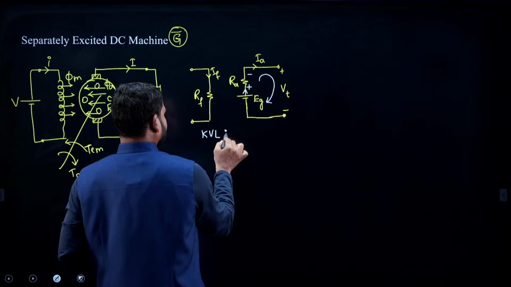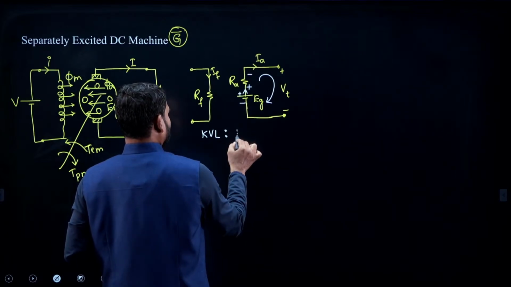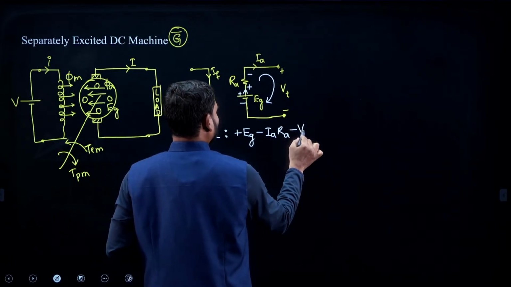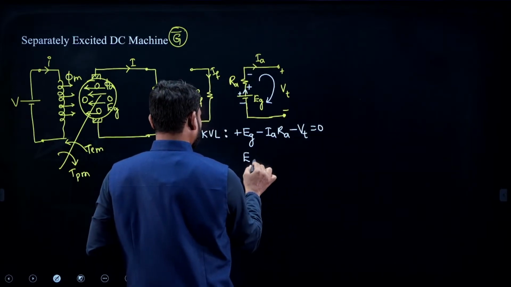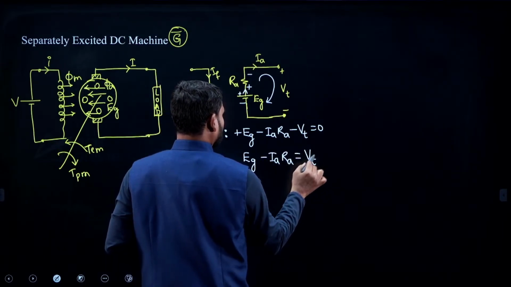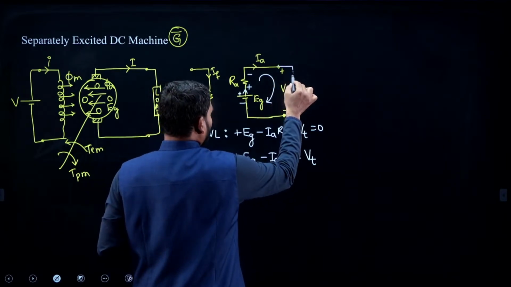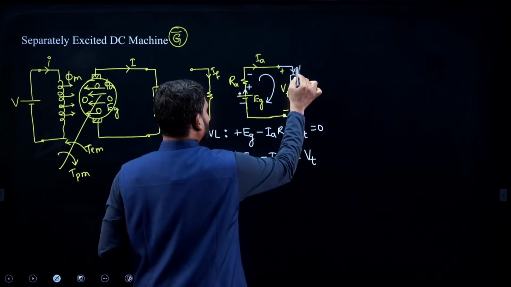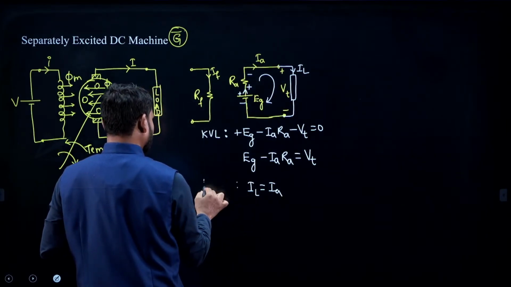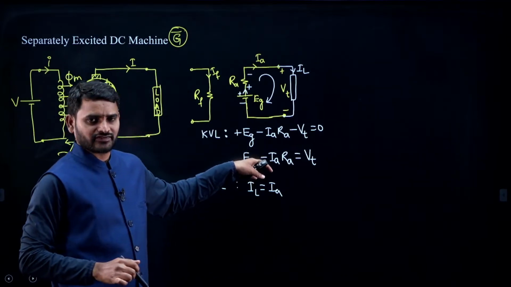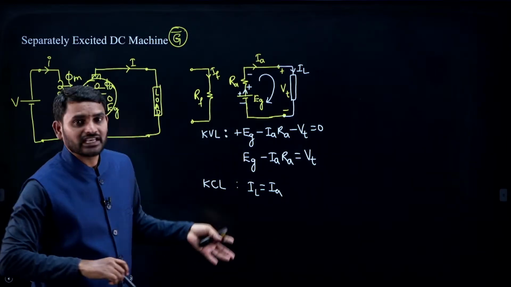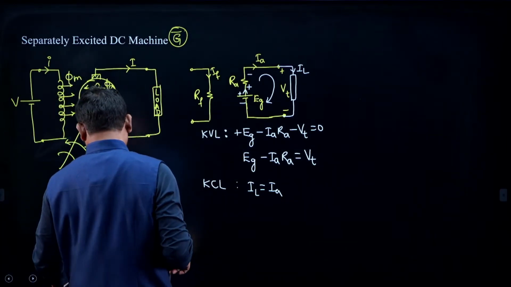If you write a KVL, this is minus plus, so plus EG minus IA RA minus Vt is equal to 0. So EG minus IA RA is equal to the terminal voltage, okay. If I connect a load, I can call this load current equal to armature current, or not? Load current equals armature current. So this is from KCL I can write. So this is my voltage equation of a separately excited generator, and this is my current equation of a separately excited generator. And you can even see this with the motor, okay.